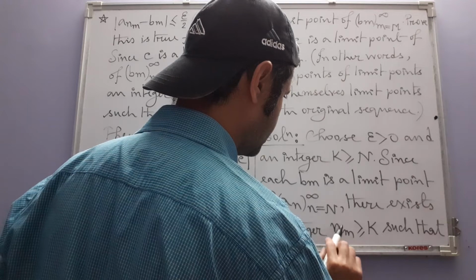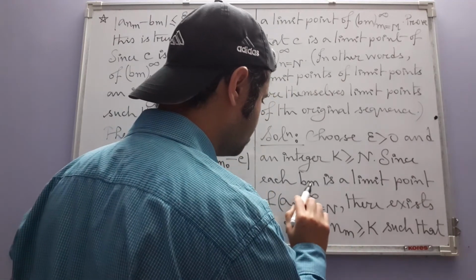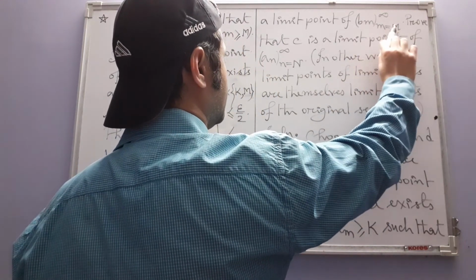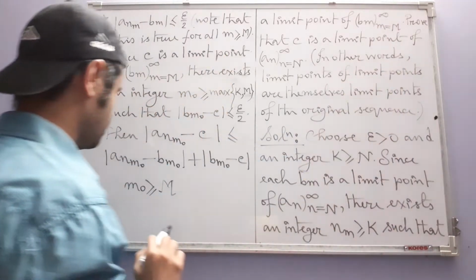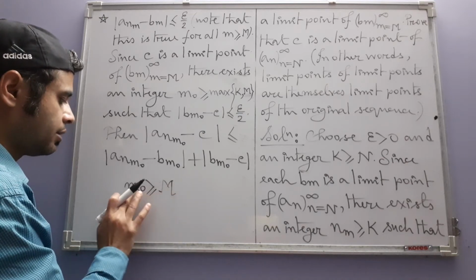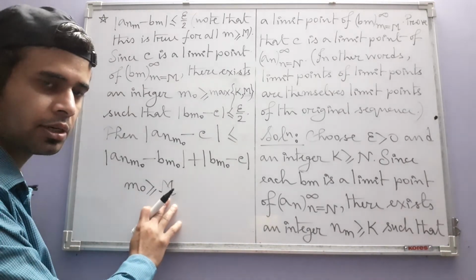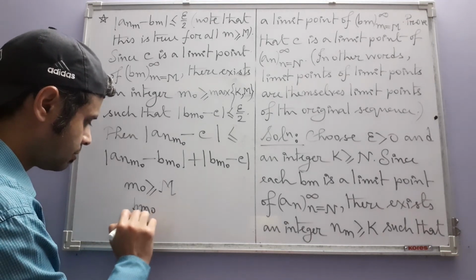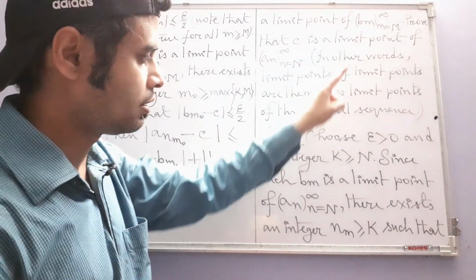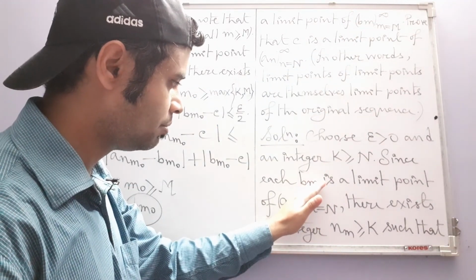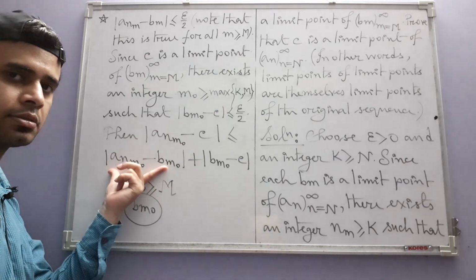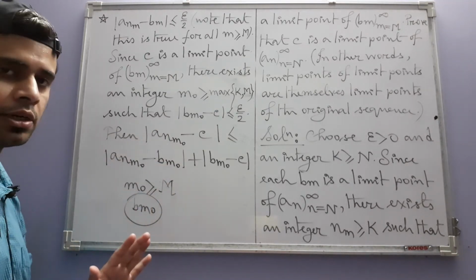There exists an integer. Where is this m coming from? Bm, where m comes from here. M should be greater than or equal to capital M, and this inequality takes care of the fact that m naught becomes greater than or equal to capital M. So bm naught is an element in this sequence, and because of that, from that bm naught we get a corresponding inequality that involves this distance. So this is also less than or equal to epsilon by 2.